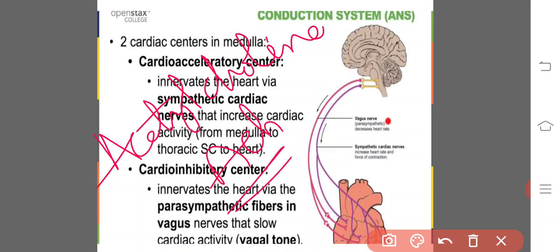This acetylcholine interacts with the SA node and reduces the pacemaker potential. As we know, the SA node, or sinoauricular node, is the first pacemaker and the natural pacemaker. So acetylcholine acts upon the first pacemaker, the sinoauricular node. It reduces the pacemaker potential and thereby slows down the heart rate.